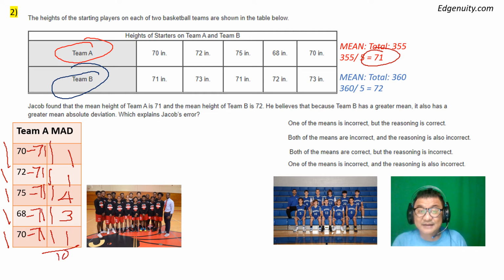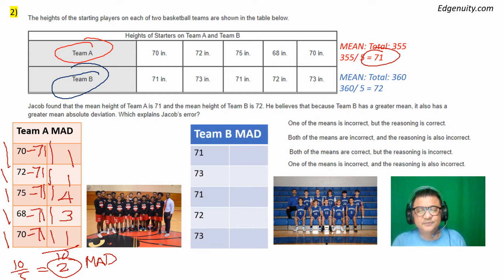Because you need to get the average of this. MAD, you get the average of the difference. So 10 divided by 5 is equal to a 2. The MAD is 2. Okay, now let's check the other one.